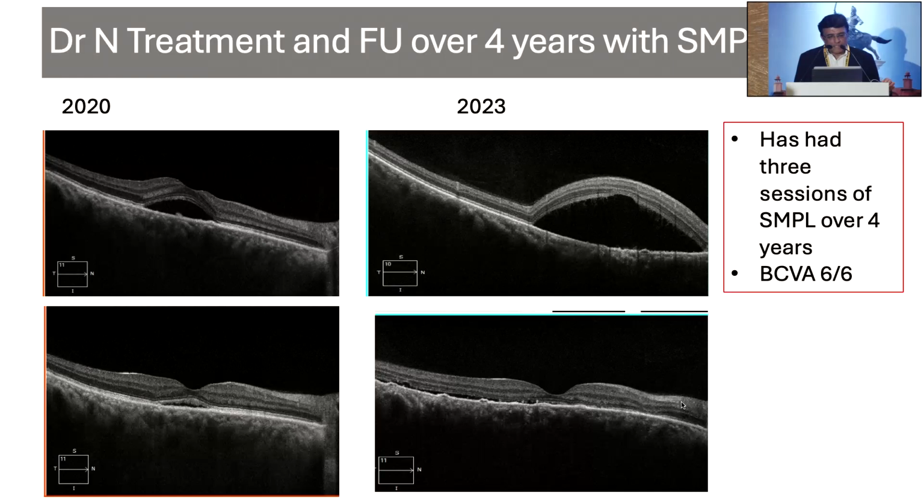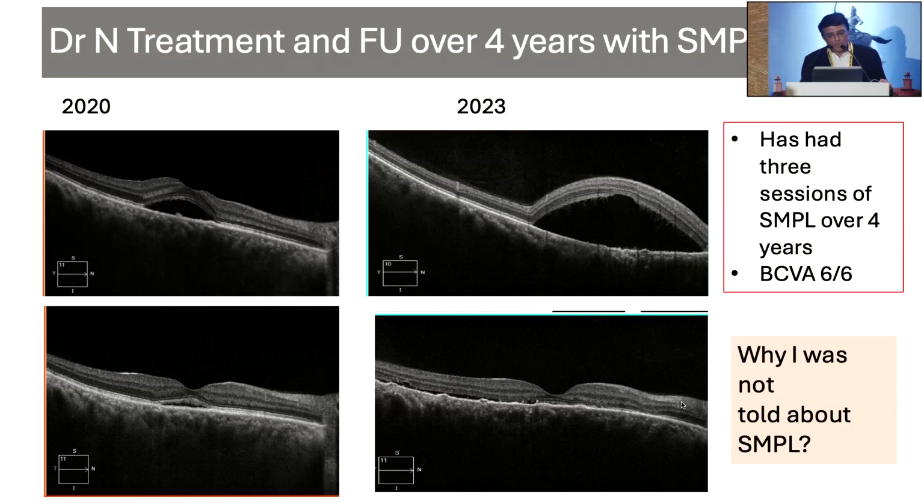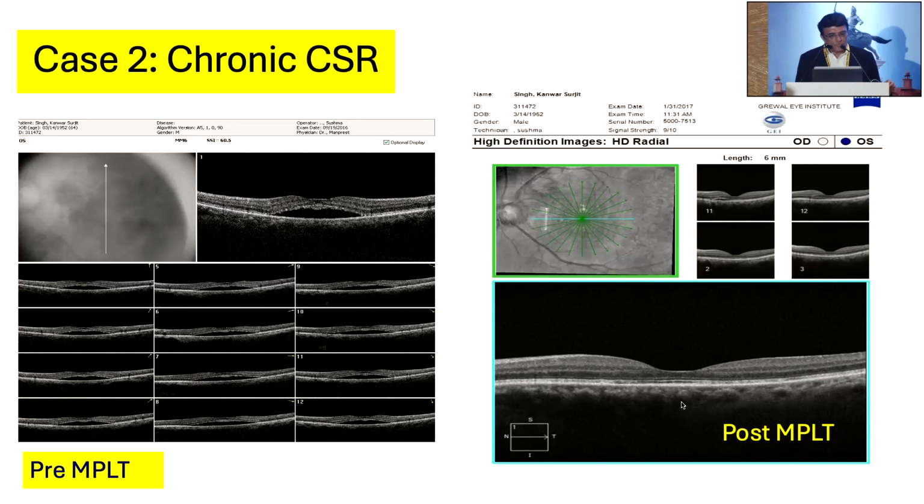He has had multiple episodes and he is doing well with subthreshold micropulse laser. And he asked me, why was I not referred to you earlier for micropulse laser? So this is what I'm saying. You must give them the option and find out who is doing micropulse laser, because patients may start asking you this question. This is another patient of chronic CSR treated with micropulse laser, who did well.